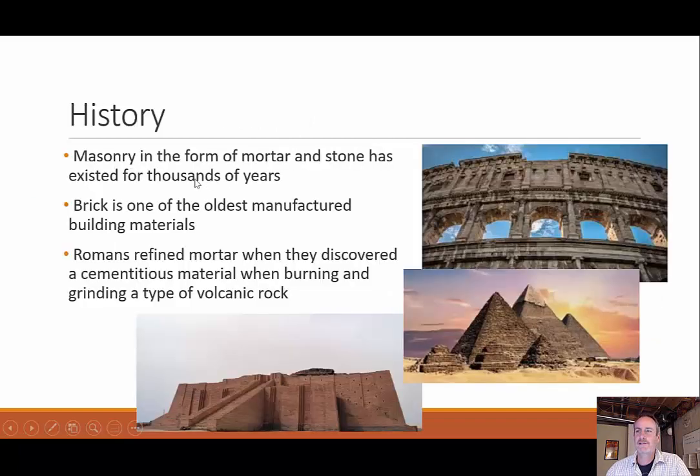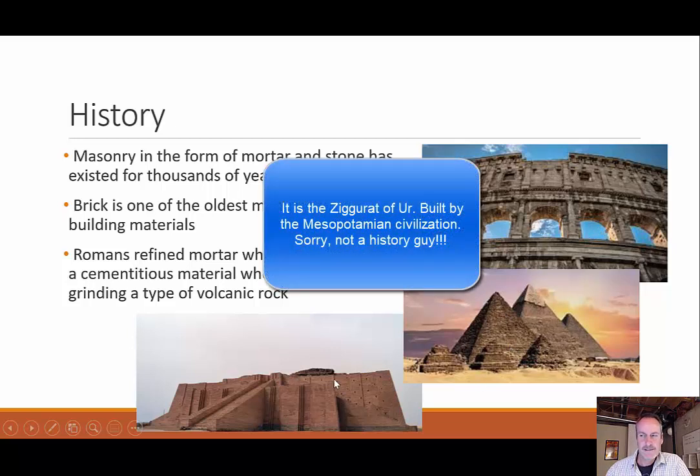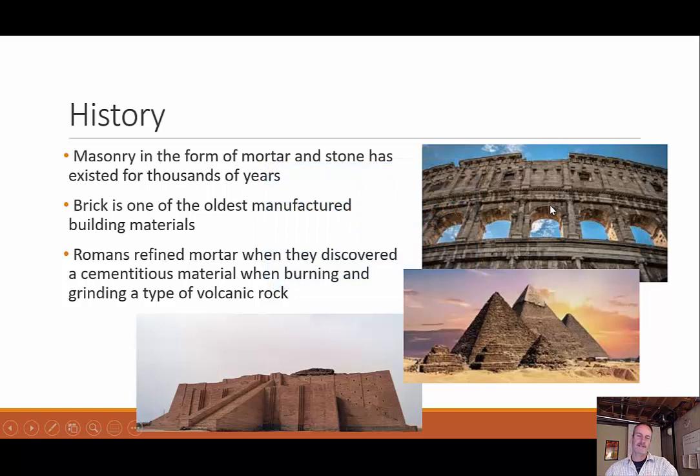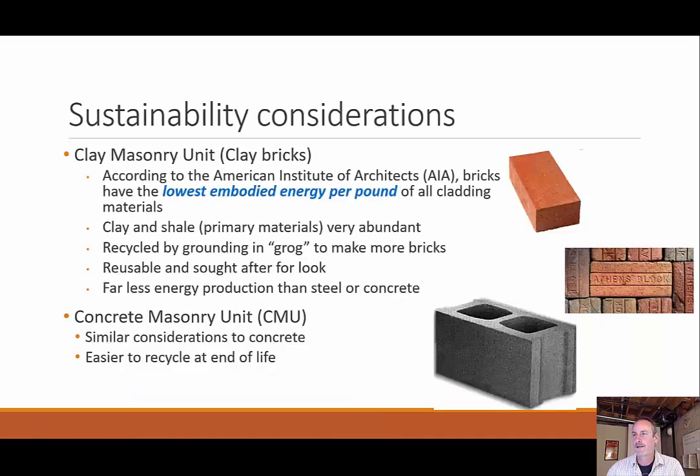So the history of masonry goes way, way, way back, thousands of years. One of the oldest building materials. We see the Colosseum here with the Romans. We see the pyramids. What is this? The Incas maybe? But regardless, the Romans discovered this idea of the cementitious material, the part that's sticking these blocks together, when they were burning and grinding some volcanic rock. And so that was their clue. Of course, we've come a long way since then, but this is definitely a very historic building block.